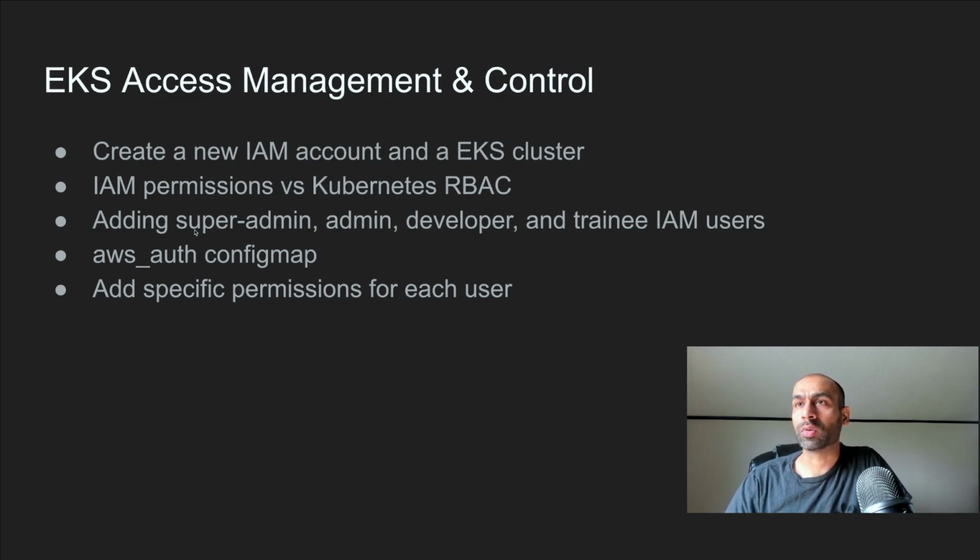And then we'll have a super admin who would have the master permissions. That means they could do anything on the cluster. They could create, delete, or modify the cluster as well. Most of these permissions are configured using the AWS auth config map, which lives in the EKS cluster. So we'll look at that, and then we'll add these specific permissions for each of the 4 users that we'll create. So let's get started.